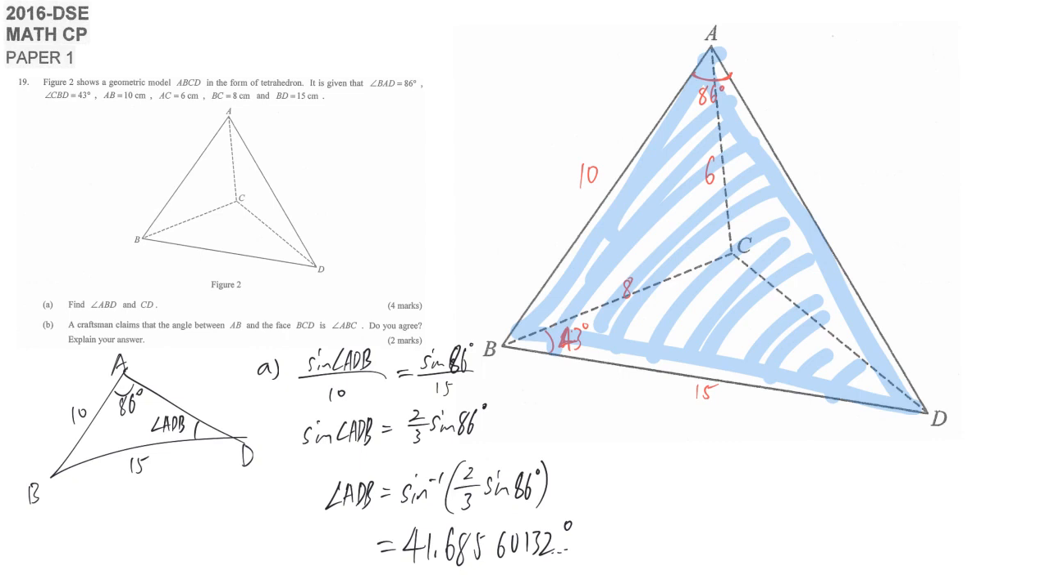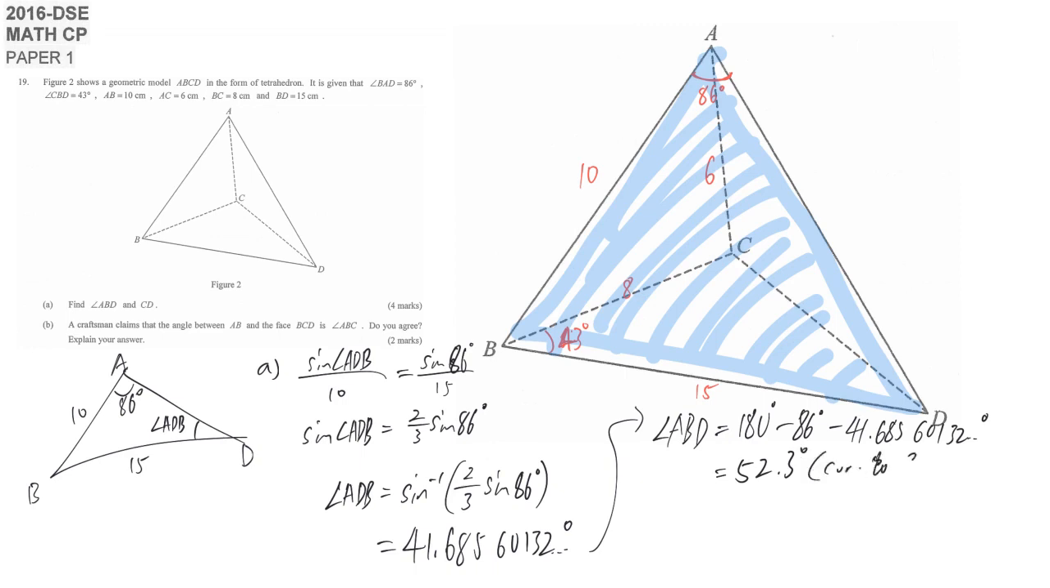Alright, finally, our target. Angle ABD is our target. It's equal to 180 degrees minus 86 degrees minus the angle that we just found. We get 52.3 degrees, correct to 3 significant figures. We already get 2 marks from it.